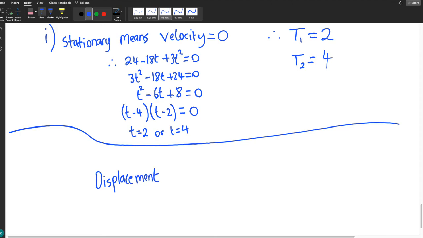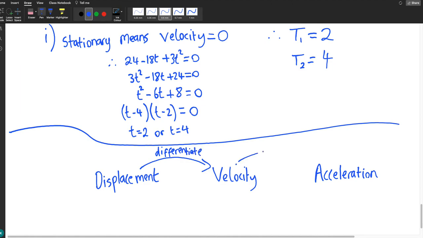So I'm going to relate displacement, velocity and acceleration. By definition, velocity is the change in displacement with respect to time. So to go from displacement to velocity, we differentiate. And again, by definition, acceleration is the change in velocity with respect to time. So to go from velocity to acceleration, we differentiate. Now going backwards, of course, if we want to undo the differentiation, go from acceleration back to velocity, well, we do the opposite of differentiation. We integrate.